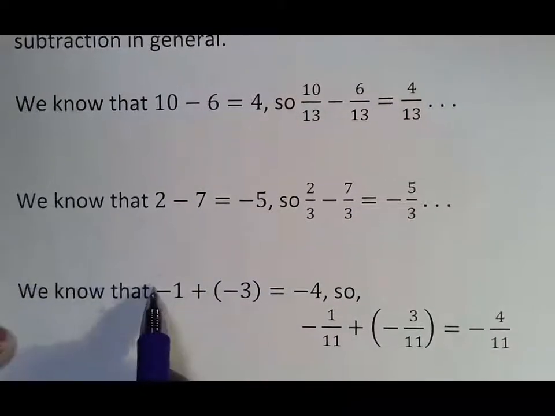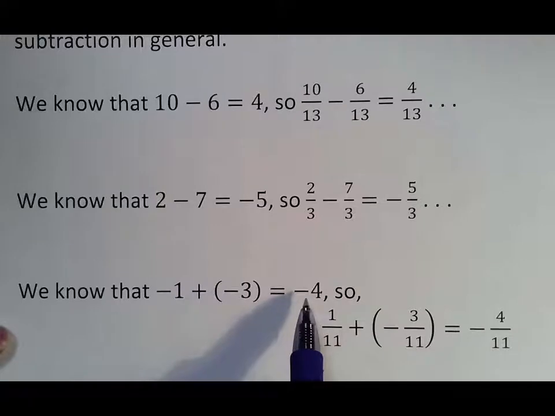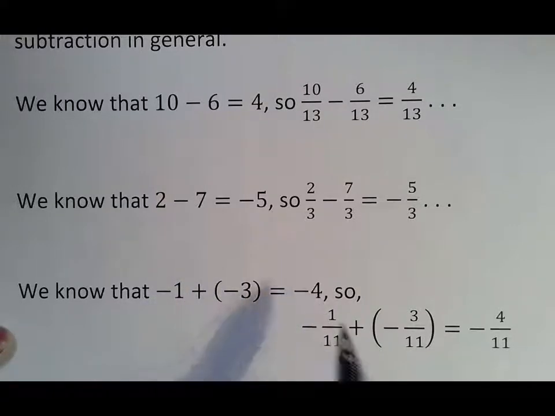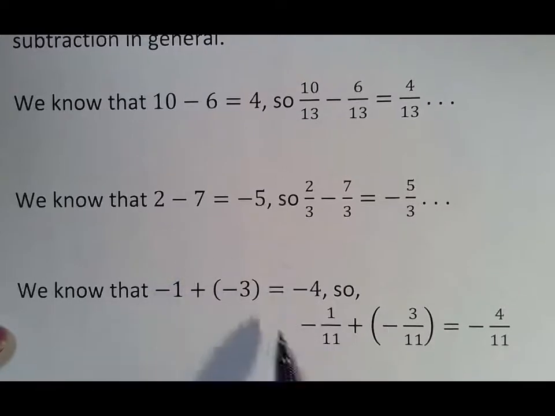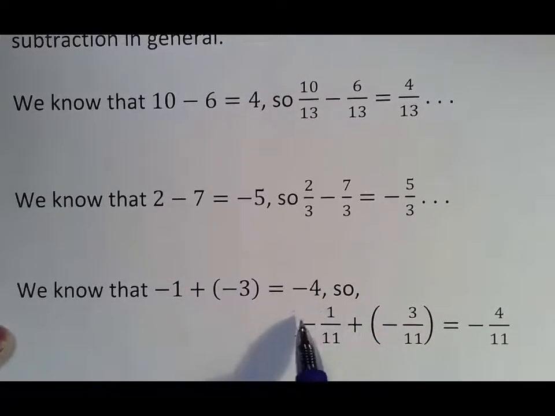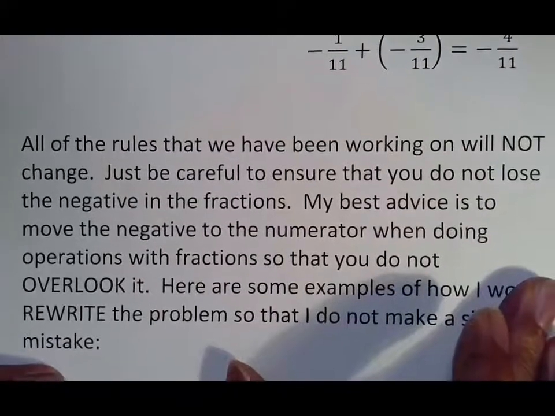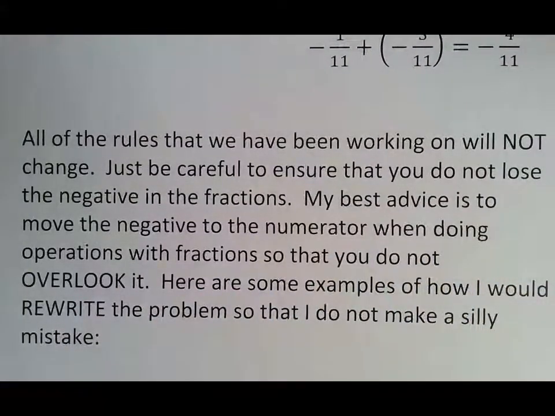We know that -1 plus -3 is -4, because there's 1 negative here, 3 more negatives there, 4 negatives altogether. Therefore, -1/11 plus -3/11 should be -4/11, because -1 plus -3 made -4. All the rules we've been working on do not change. The thing you want to do is make sure you do not lose the negative in the fractions. My best advice is to move the negative to the numerator when you're doing operations with fractions, so you don't overlook it.